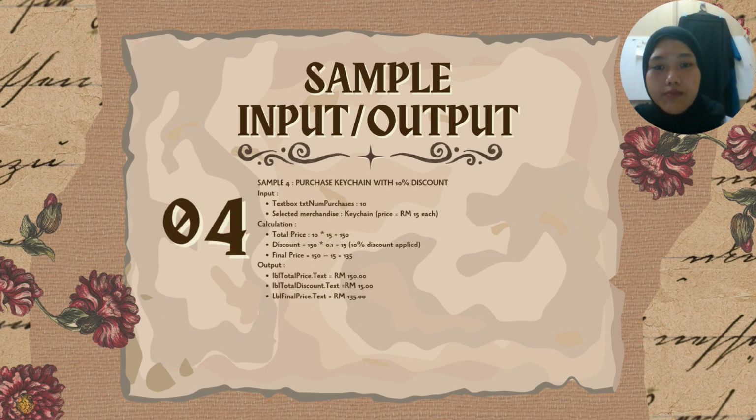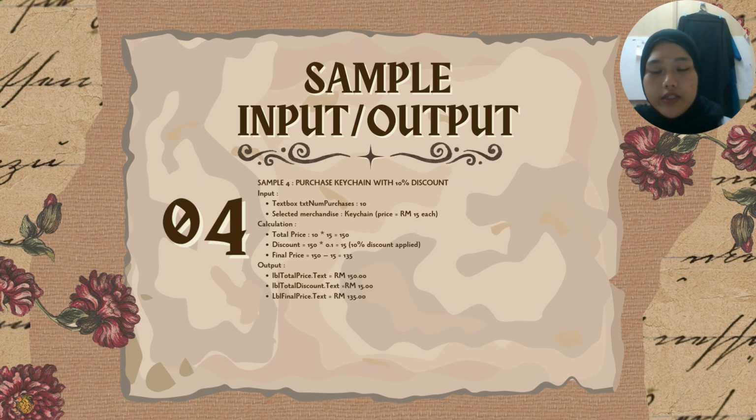For the fourth sample input or output is the customer purchasing kitchen with 10% discount. The input will be in the text box, which is the number of purchases will be 10, and the selected merchandise is kitchen, which is the price is 15 each. The calculation will be the total price is 10 times 15 equal to 150. The discount will be 150 times 0.1, which is 10%. It will be equal to 10% discount applied.